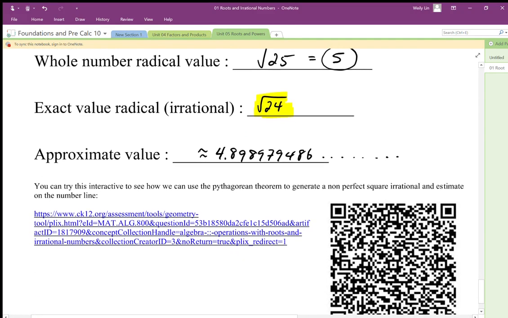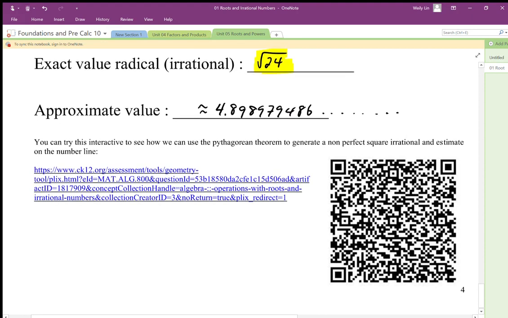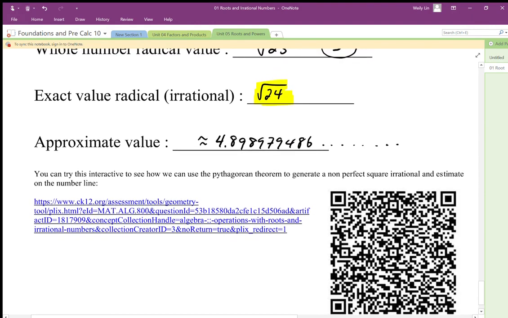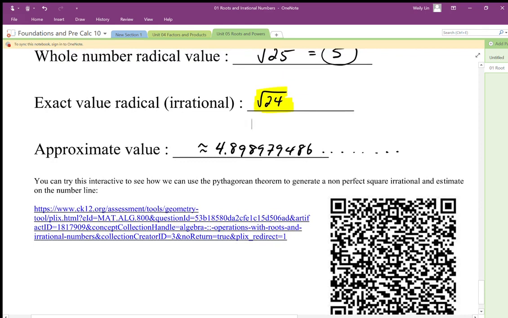So the last thing I want you to do is work on the CK12 assessment. This will be showing how we can use Pythagoras theorem and roots to find exact value numbers on a number line.